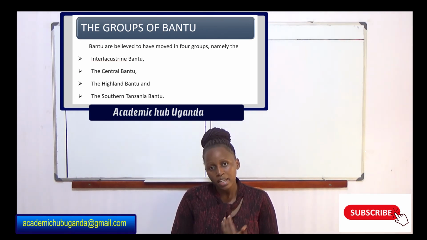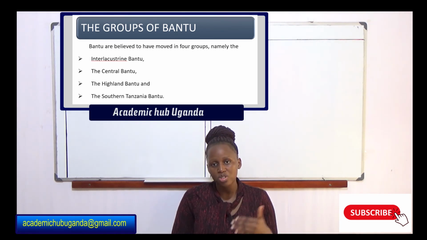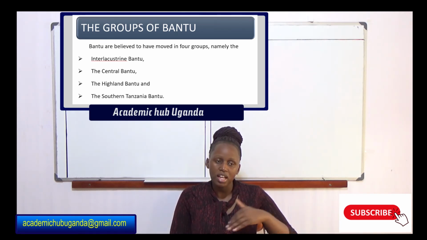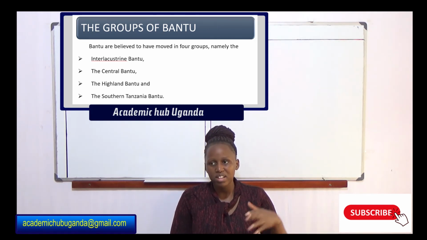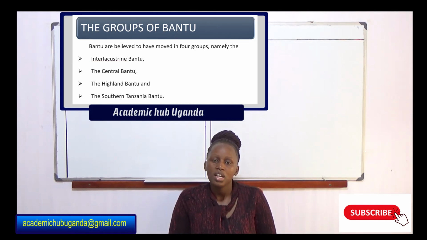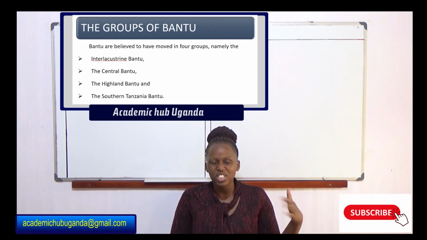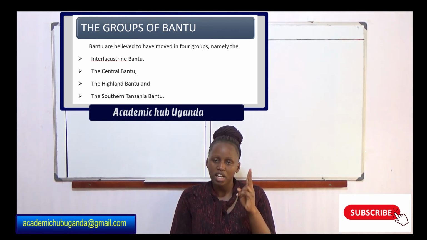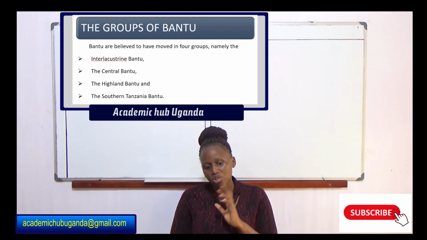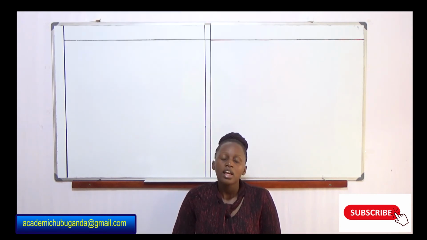Then we have the Highland Bantu. These ones went and settled in highland places, like mountainous places. An example, you would have the Bagisu. They went and settled around Mount Elgon. And others, we have the Chaga in Tanganyika. Those are examples of Highland Bantu. So they categorize into the types. We have the Highland Bantu, and also the Intra-Lacustrine Bantu.